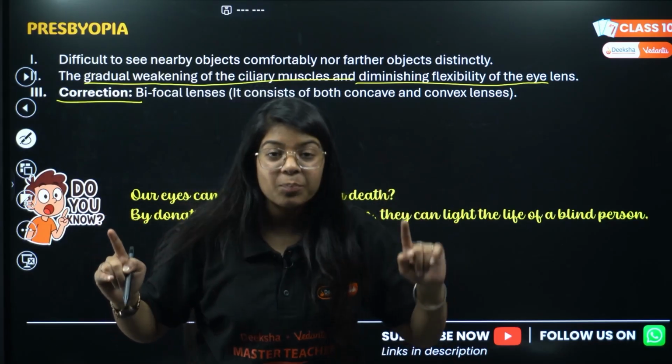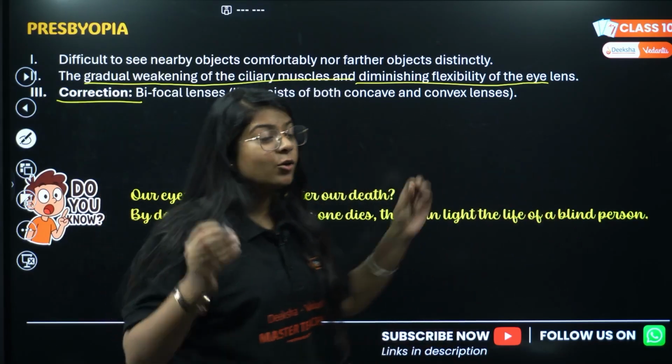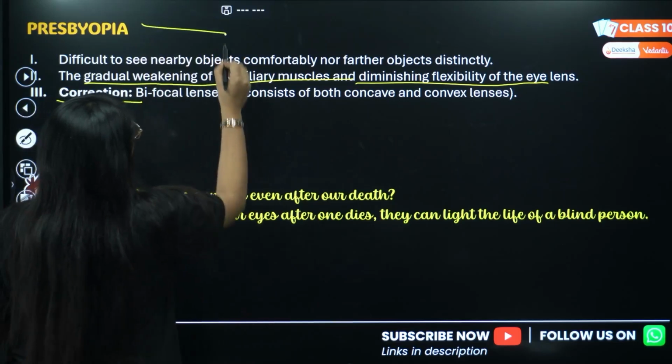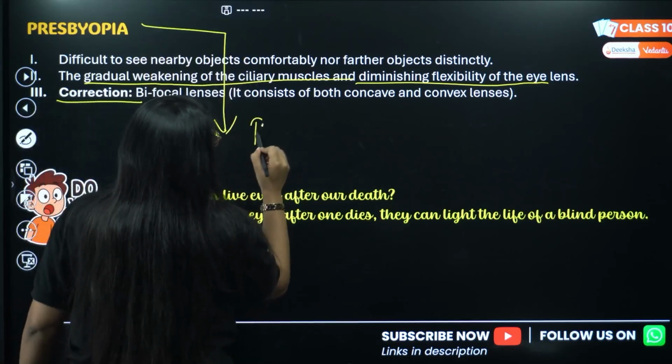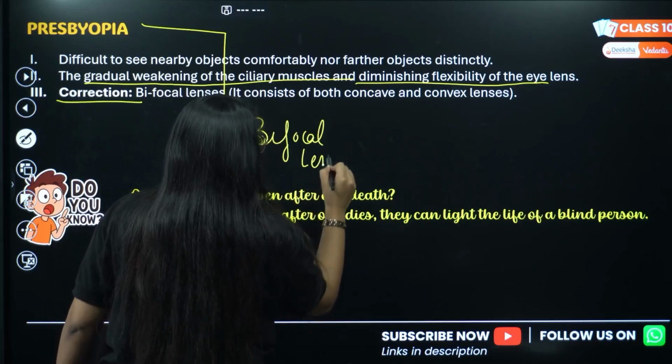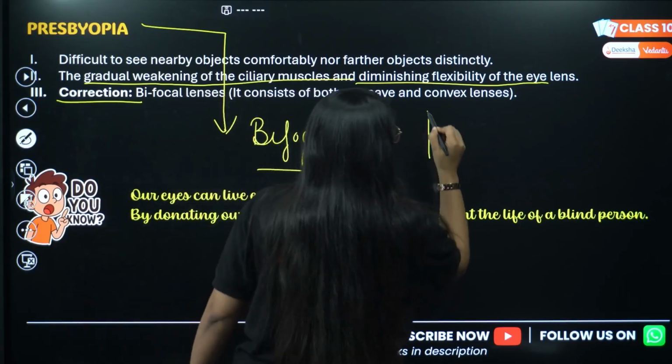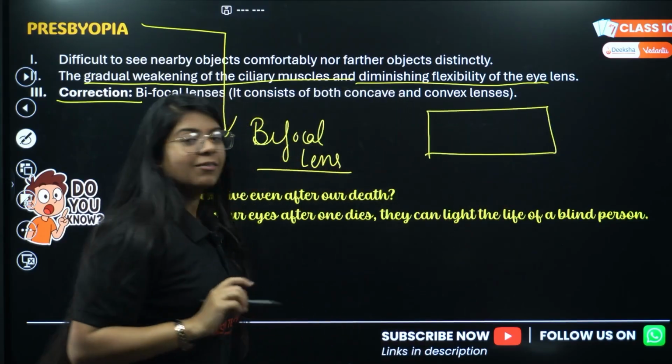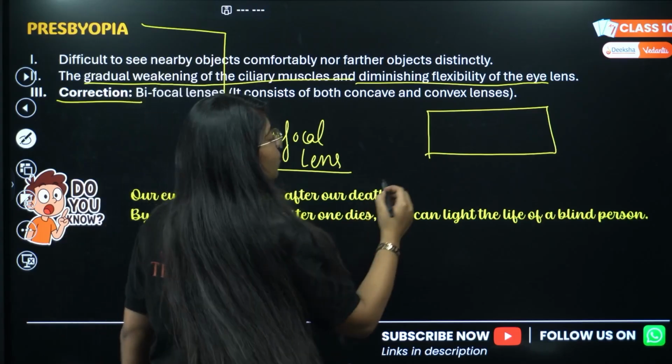To correct hypermetropia, we use a convex lens. To correct presbyopia, we use bifocal lenses. What are bifocal lenses, ma'am? These are the lenses in which both concave and convex lenses are present.